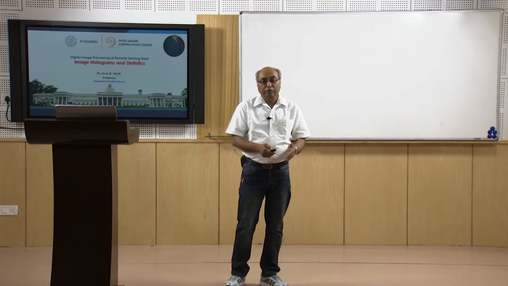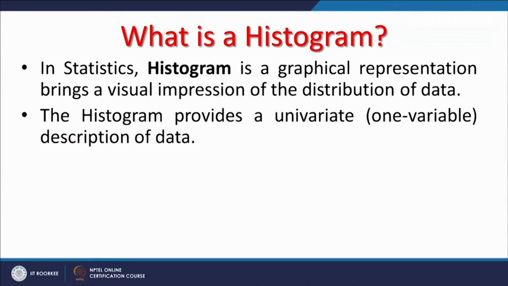A histogram is a graphical representation of statistics, which gives you a visual impression of the distribution of the data, how the data of your image is distributed in a graphical form. So you have bars, and on one axis you have frequency, and on the x-axis you have the values, which are groups, and therefore you see the bars. Very soon I am going to show some examples of histograms and associated images.